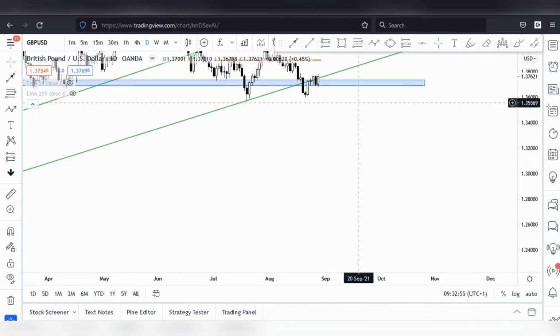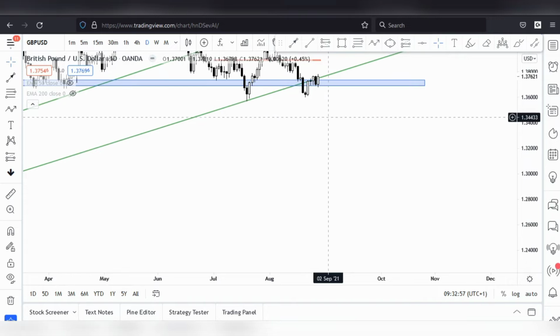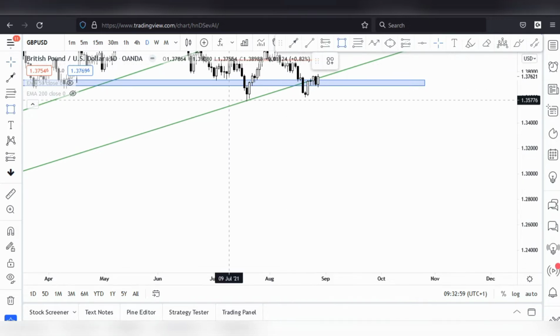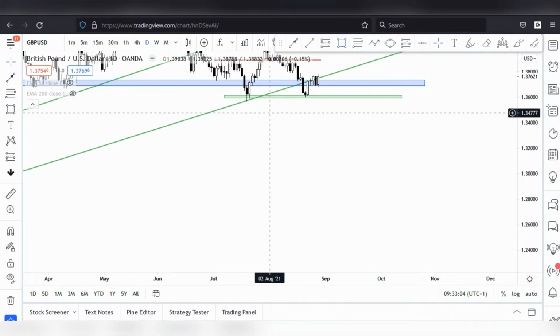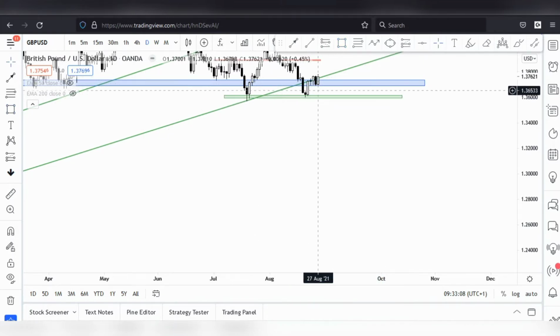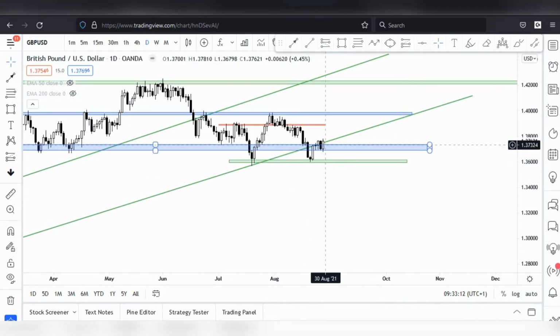But price got towards this area here. Okay, so if we draw another level, you can see that price actually got to that level, then bounced off it, forming this nice morning star, which is a bullish reversal pattern. Then price got all the way to this trend line.